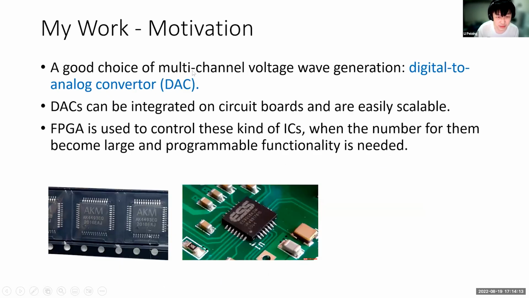In this case, we use a DAC, which is a digital to analog converter, which is very common in electrical engineering. DACs are usually an IC, an integrated circuit, or a small chip. They can be integrated on circuit boards and are very easily scalable. You can use a set of them for many numbers. And FPGAs are a very good choice to control this kind of ICs when the numbers become large. The FPGA itself is also programmable and the functionality is very flexible.